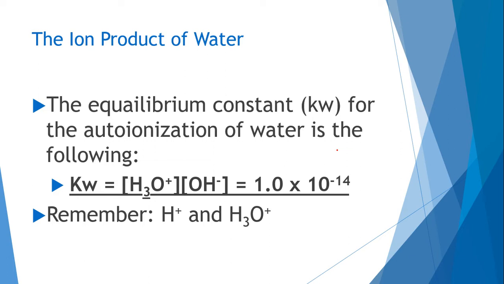So when we have this, we're going to talk about an equilibrium constant for the autoionization of water. So here our equilibrium constant is going to be the concentration, so that's what these brackets mean, of your hydronium, or also known as your H+, because remember, these can be used interchangeably, times the concentration of your hydroxide ion, and this is always going to equal 1.0 times 10 to the negative 14th.